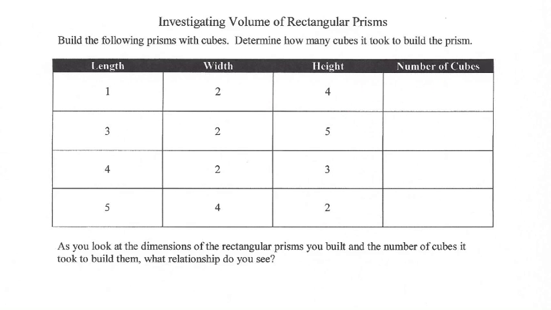You're going to do the same. Then you're going to construct the second prism, then the third prism, and then the fourth prism with your cubes and write down the number of cubes. And then answer the following question. As you look at the dimensions of the rectangular prisms you built and the number of cubes it took to build them, what relationship do you see? Please pause the video while you construct these prisms, fill out the chart, and when you're ready to check your answers, press play.